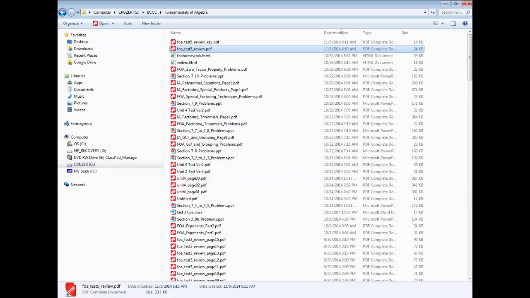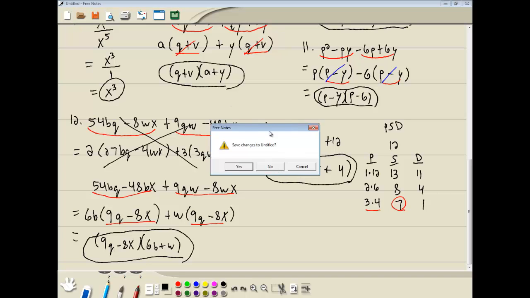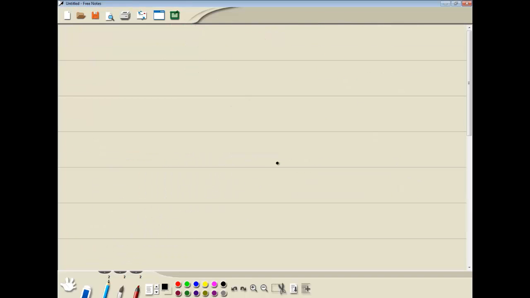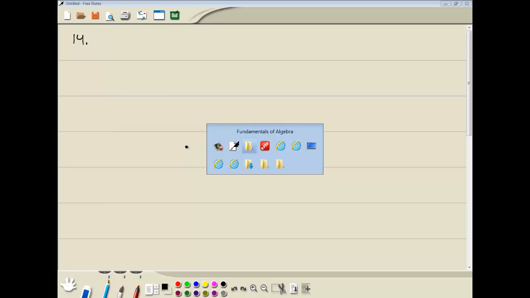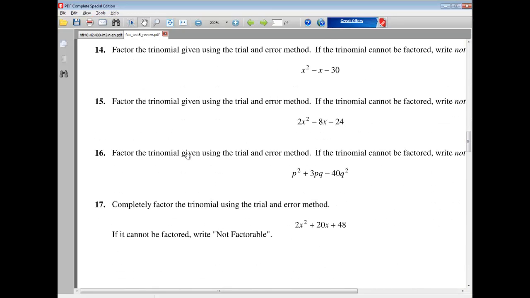Okay. And then start a new page. What problem do we end up on? Okay, we're ready for 14. And let me grab a drink before we continue on. I need to hydrate.